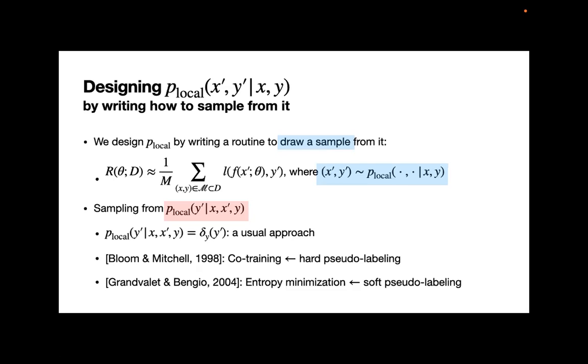One is the idea of co-training from Blum and Mitchell, 1998. Nowadays, we would call it hard pseudo labeling, or some kind of knowledge distillation. Another way, from 2004, is what we call entropy minimization, which corresponds roughly to doing a soft pseudo label. But these are all essentially saying, let's train another classifier without data augmentation and use that classifier to tell us about the label for a new example that was sampled from this local distribution.